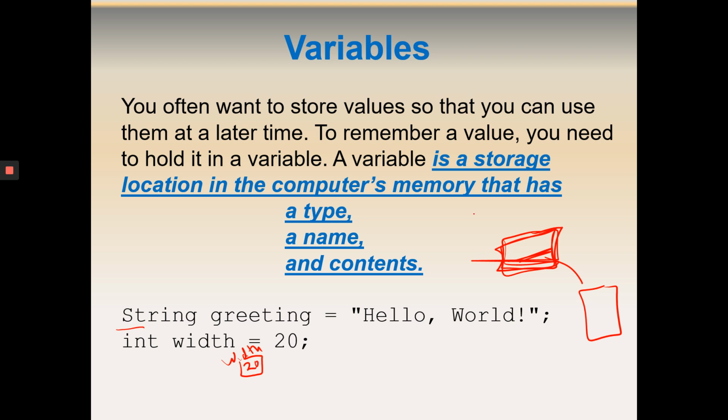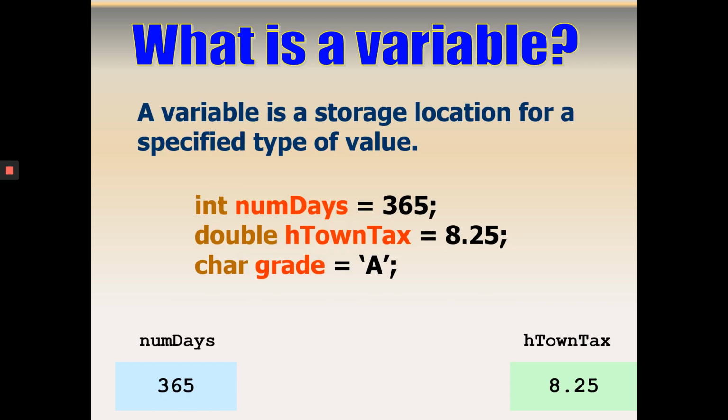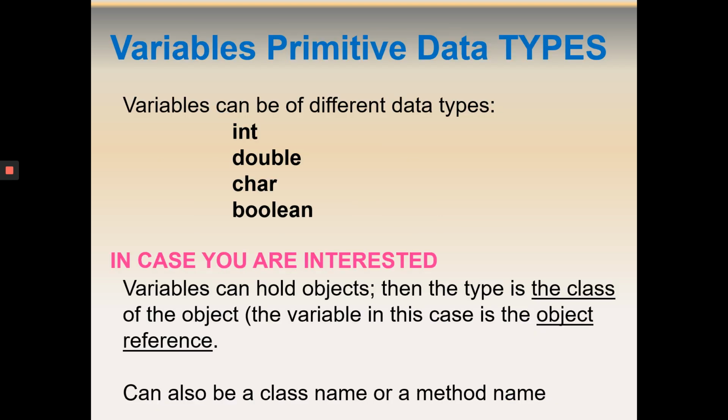But again, if this was greeting, then I would have a memory location, the location of the memory where the whole object is stored, or where it starts. Okay, so it's basically a named container. Yeah, this says the same thing. When you are assigning into a character, you need to put it in single quotes. And these are our basic primitive data types that we're going to use in Java.